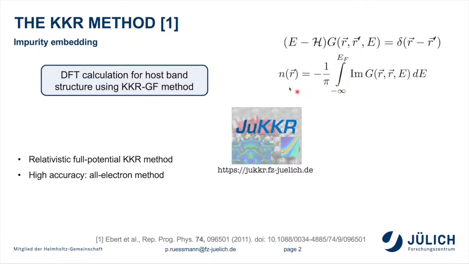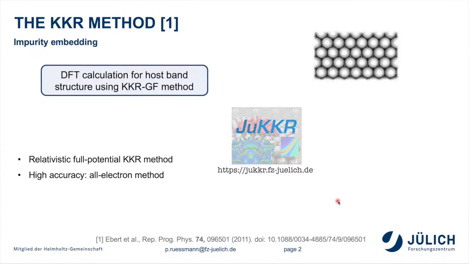For example, for the DFT, we need the charge density n, which we can simply calculate by taking the imaginary part of the green function and integrate up to the Fermi level. All this is implemented in our JUKKR code package, where you can find more information here. And more general information about the KKR method you can find in this review paper down here. So this is an all-electron method that has, due to having access to the green functions, some special properties.